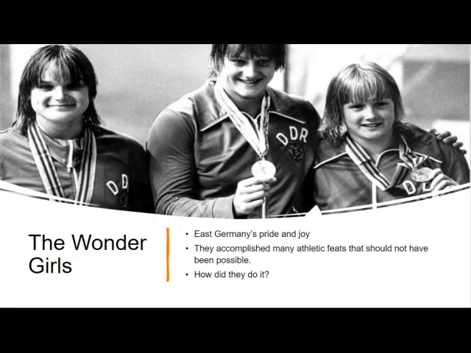Now, this is the Wonder Girls. Who were they? The Wonder Girls were East Germany's pride and joy. They accomplished many athletic feats that should not have been possible. How did they do it? Women typically achieve peak freestyle swim speed at the ages of 20 to 21.